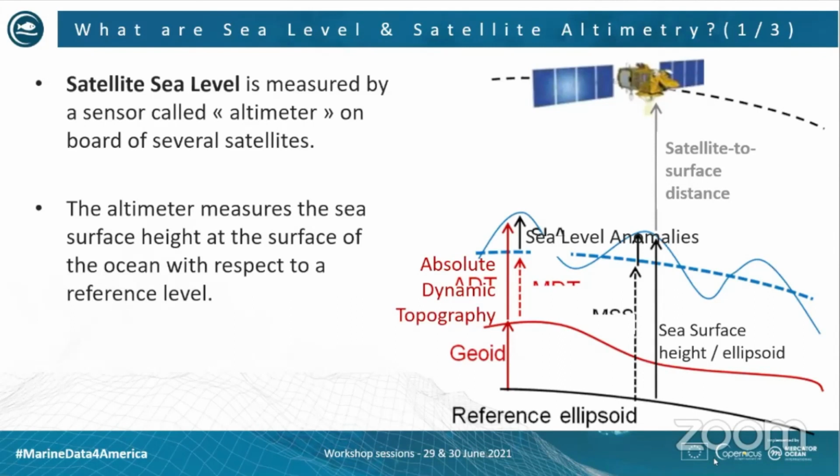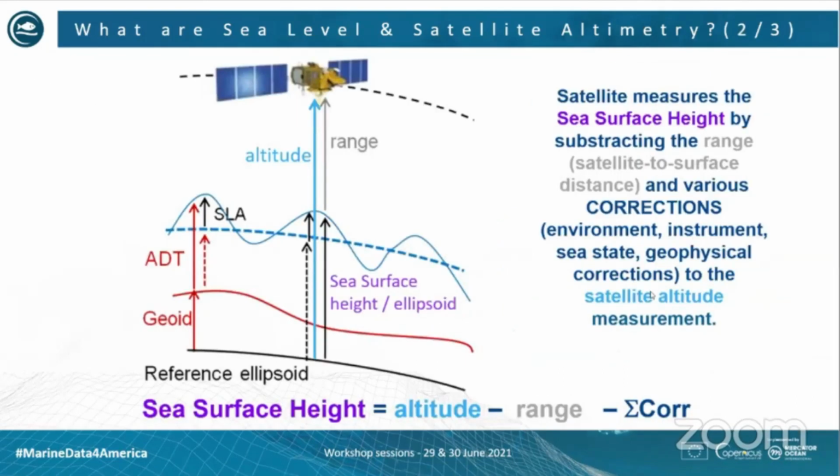The altimeter is measuring the sea surface height, as a surface of the ocean with respect to a reference level. So the satellite here is measuring its distance from the surface of the ocean, and then onboard precise orbit determination helps to make the difference. And so we have a sea level absolute or sea level anomalies.